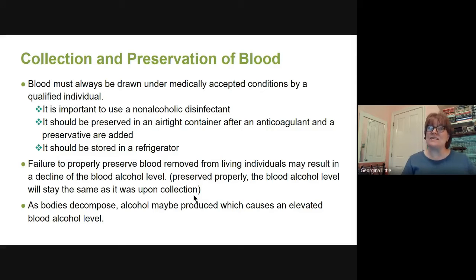If you don't do that, it can degrade so that by the time the sample is processed, the blood alcohol content has changed. If you don't properly preserve it, you may have a lowering, so that they were at 0.11 blood alcohol, but by the time it's tested, it's at 0.07.